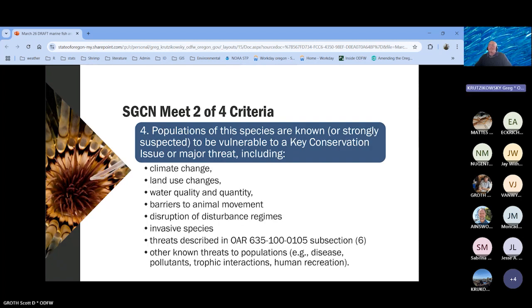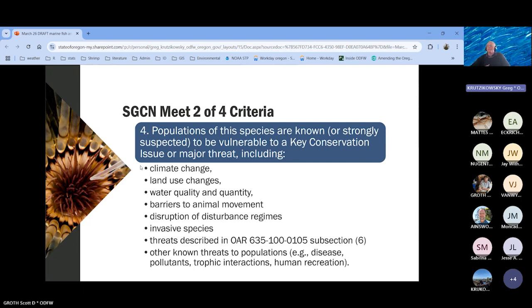And finally, we have the fourth criteria. The population is vulnerable to major threats like diseases, invasive species, climate change, or pollution. With the rise of impacts from climate change, new emerging diseases, and spread of invasive species, this particular criteria was one that we had to be thoughtful with applying.